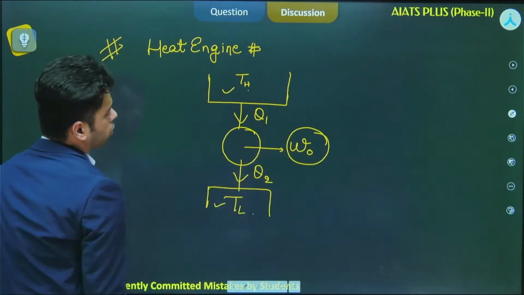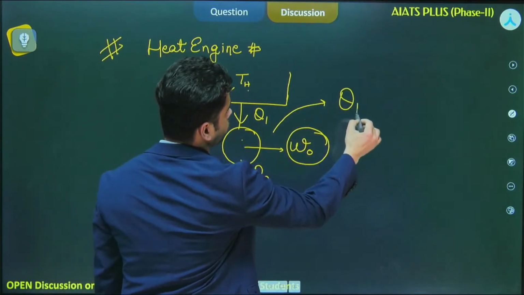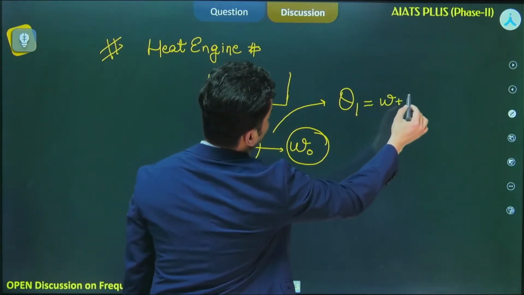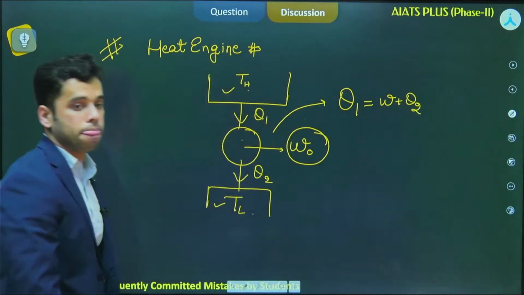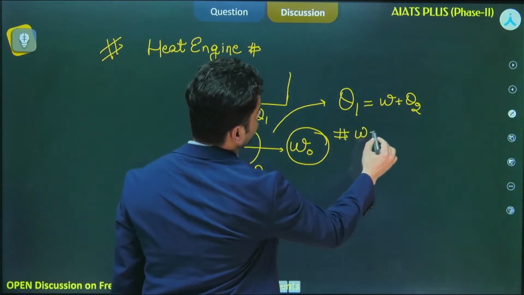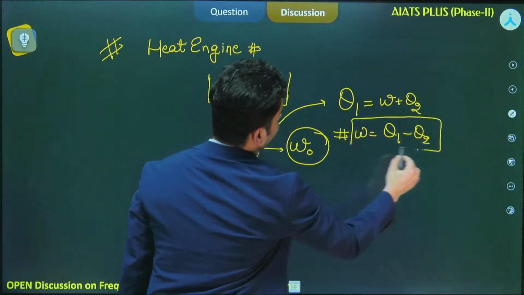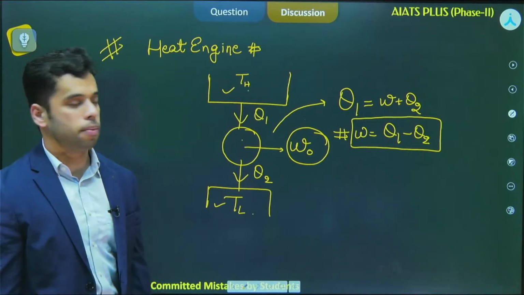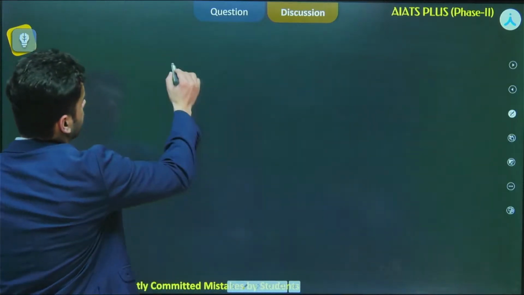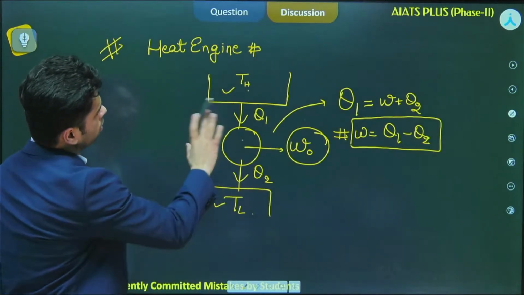So if I apply the first law of thermodynamics in this cycle, I can write that Q1 should be equal to W plus Q2, or I can write that W should be equal to Q1 minus Q2. W should be equal to Q1 minus Q2. Right? So according to Carnot's, I am taking all the processes as reversible.